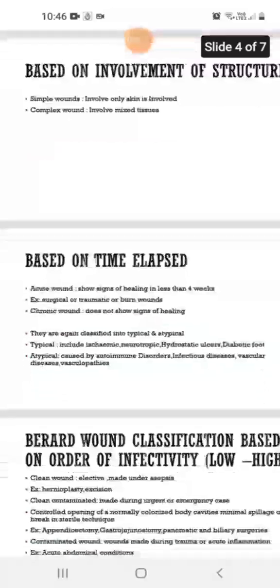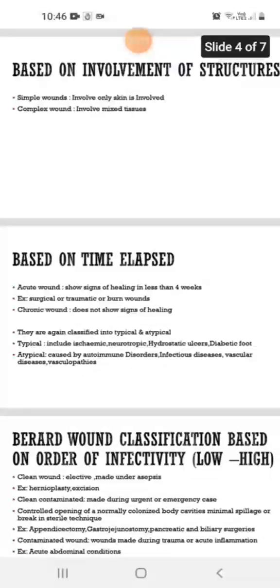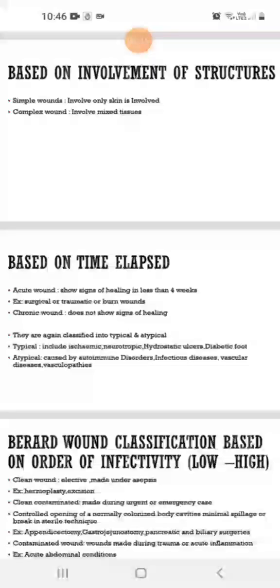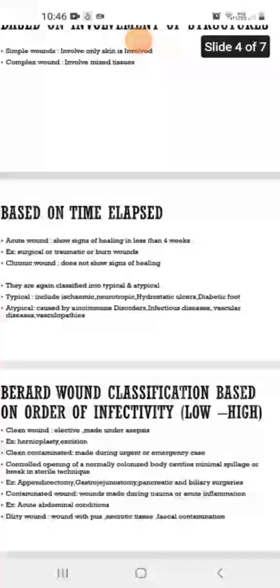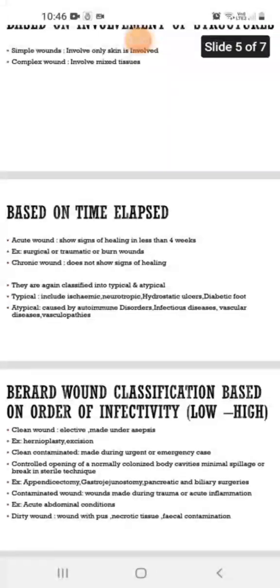Based on involvement of structures, simple wounds and complex wounds. Simple wounds involve only skin. Complex wounds involve mixed tissues. Based on time elapsed, acute wounds show signs of healing in less than 4 weeks. Example, surgical or traumatic or both, or burn wounds. Chronic wounds do not show signs of healing.